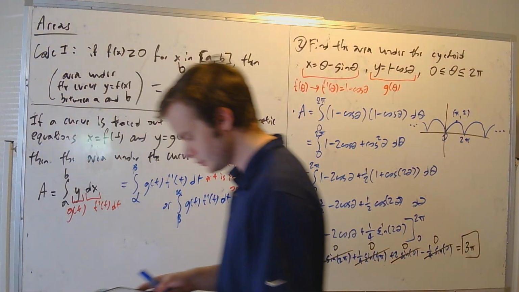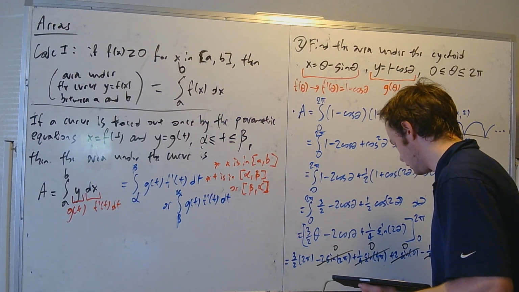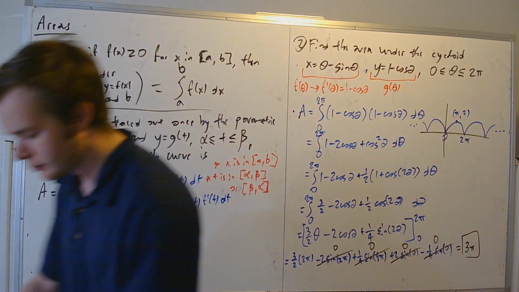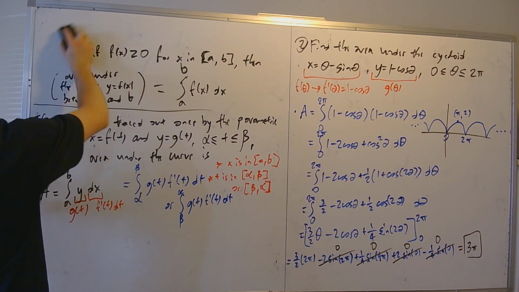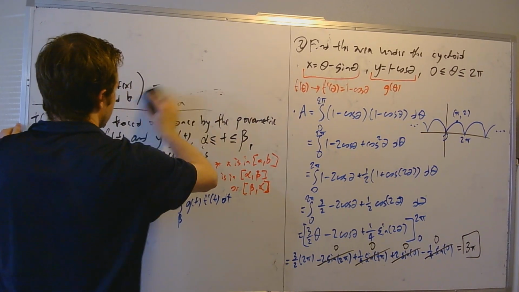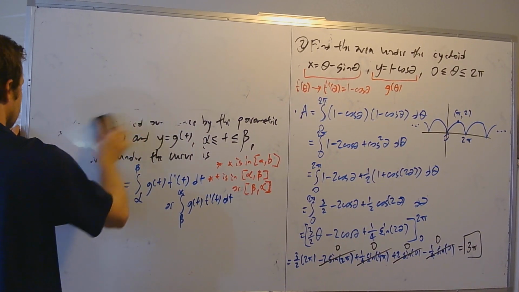Okay, now one last thing to talk about in this section, and that's arc length. So again, just like area, arc length is a concept that we talked about in Calc 1, but we need to generalize that to parametric equations.